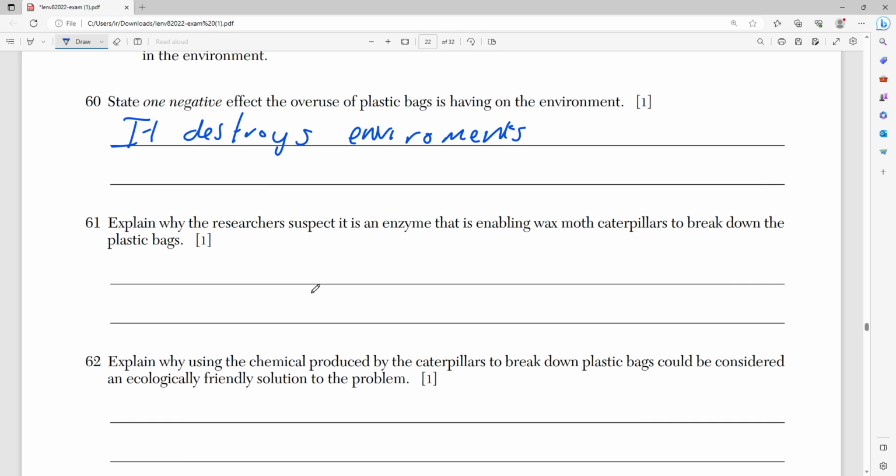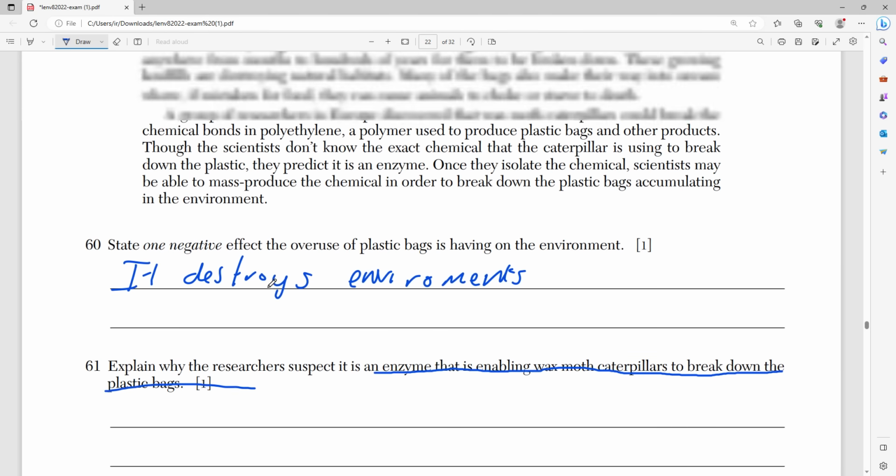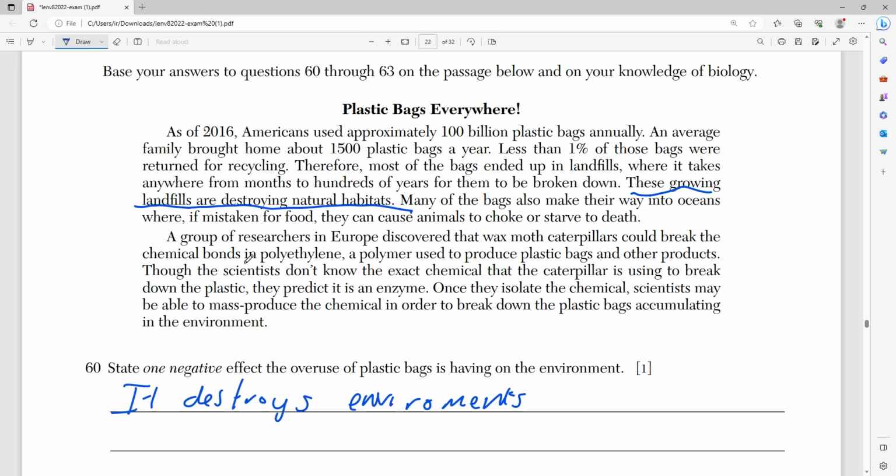Number 61 asks us to explain why researchers suspect that it's an enzyme that is enabling wax moth caterpillars to break down the plastic bags. We have to read further. A group of researchers in Europe discovered that wax moth caterpillars could break down the chemical bonds in polyethylene, a polymer used to produce plastic bags and other products. Though the scientists don't know the exact chemical the caterpillar is using to break down the plastic, they predict it is an enzyme.